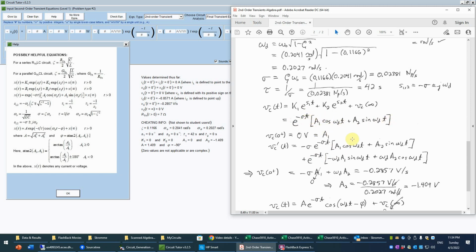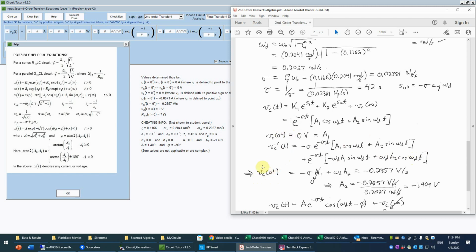Differentiating this part, when we differentiate cosine, we get negative sine, but we also bring out the omega d by the chain rule, so we have negative omega d A1 sine omega dt. Then differentiating sine gives you plus cosine, and we bring out an omega d, so you have a plus omega d A2 cosine omega dt. So we have these four terms, and now we need to evaluate that at 0 plus. I apologize, I once again forgot my prime there. That should be a prime, which is left off on the algebra here, but that is VC prime at 0 plus, not VC.